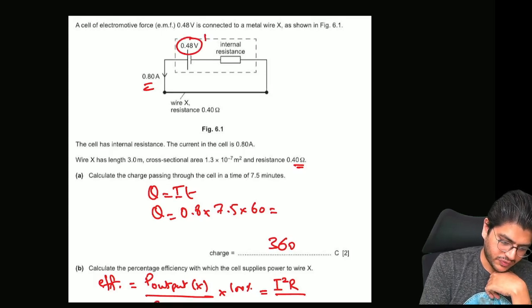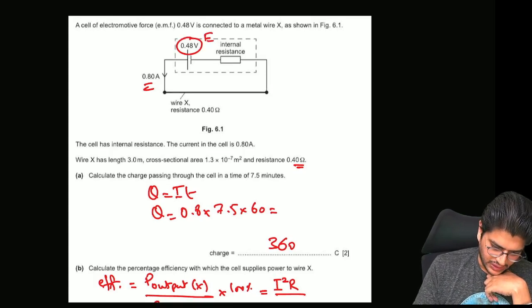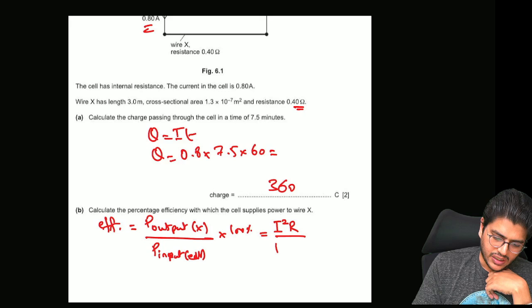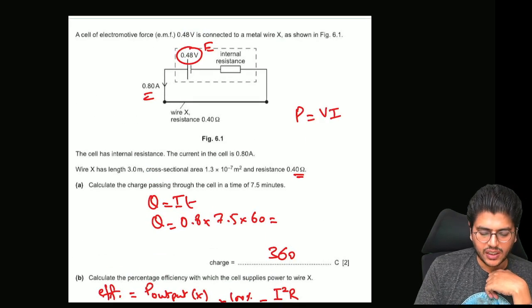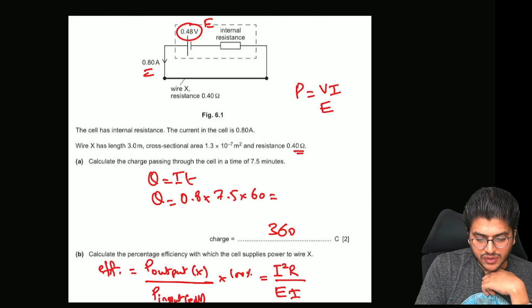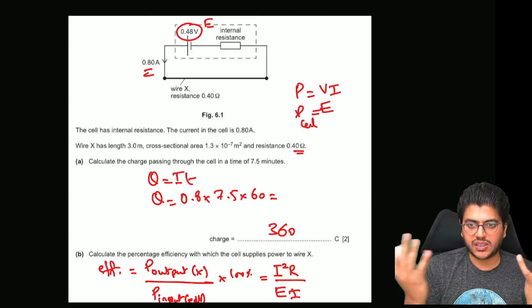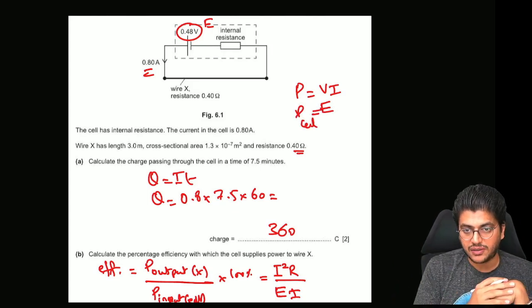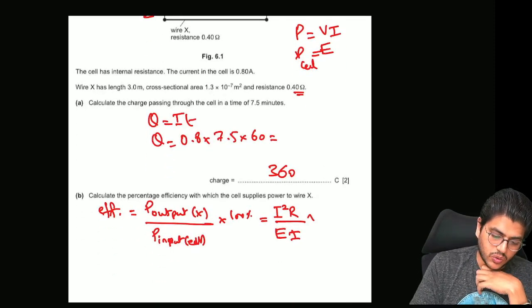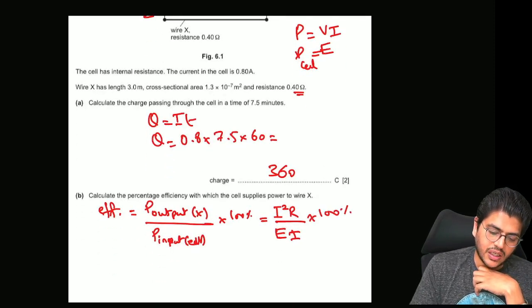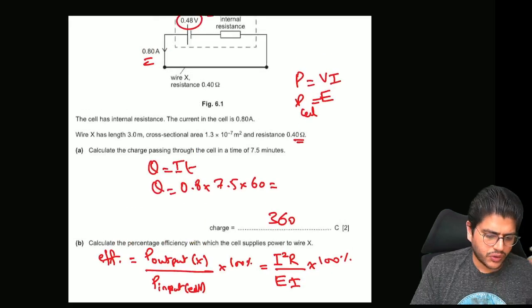I have the EMF of the cell. So I have the EMF, and I can multiply it with the current using the formula P equals VI. And if I use EMF, then this is going to give me the power of the cell, because the EMF is of the cell. I hope that makes sense. So into 100%. You can simplify it over here, or you can just plug in the value.